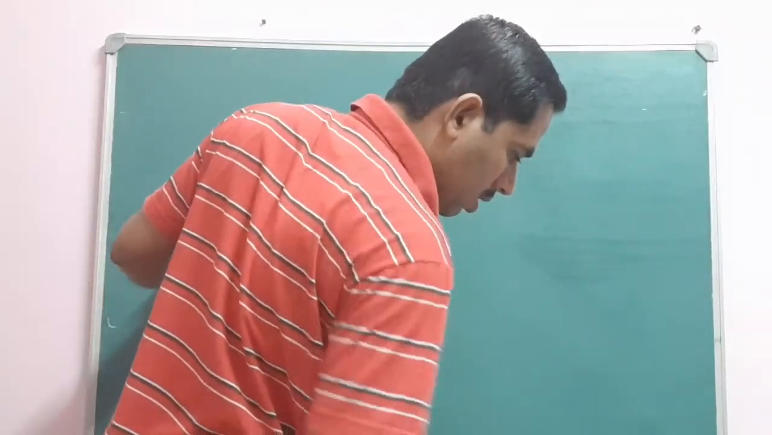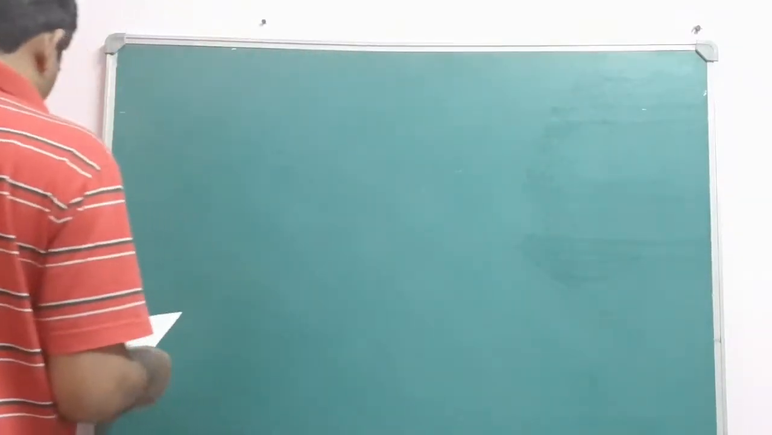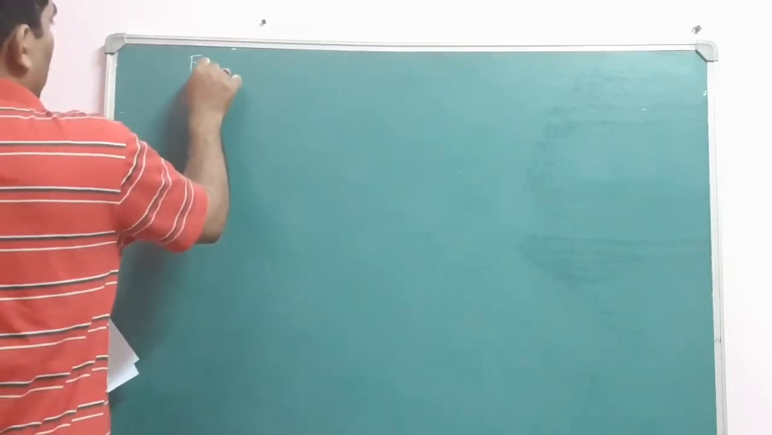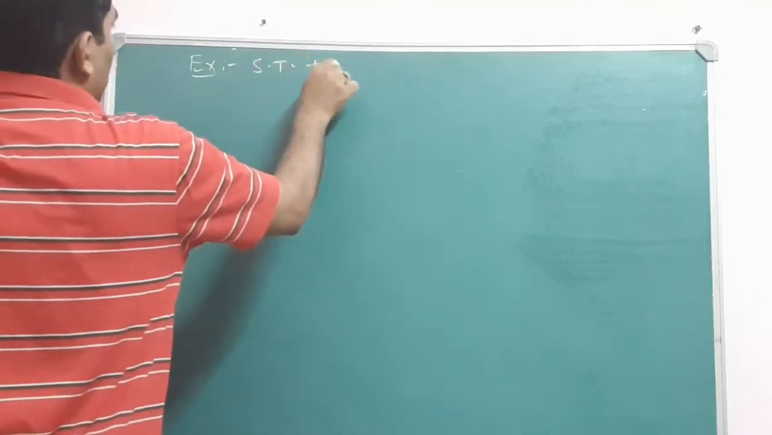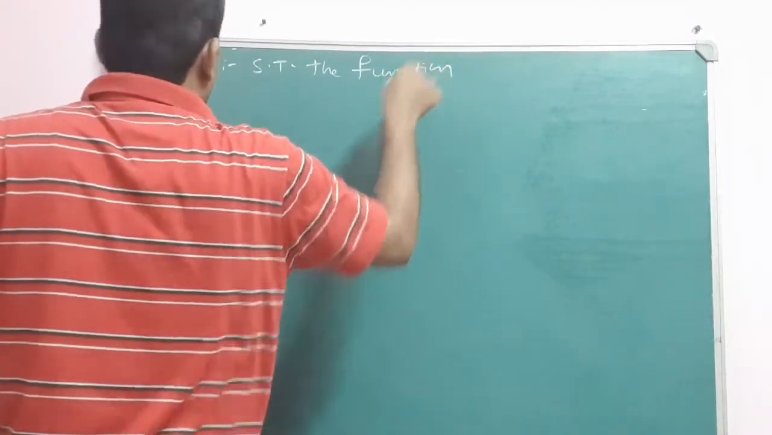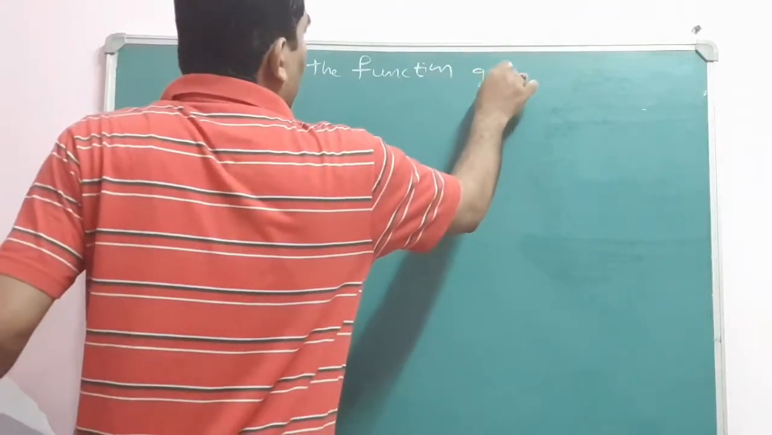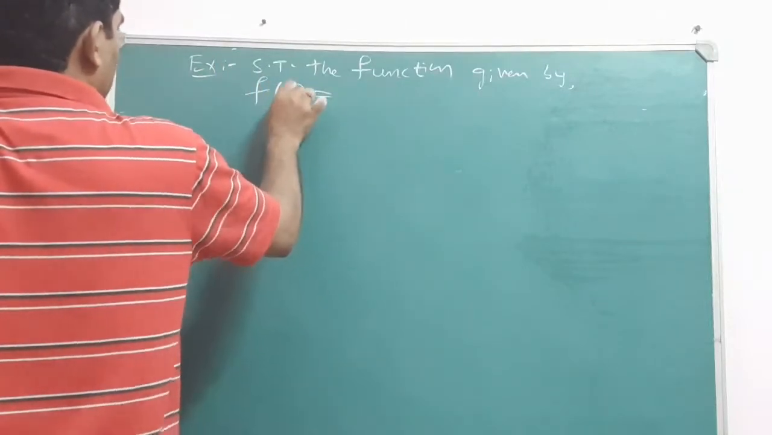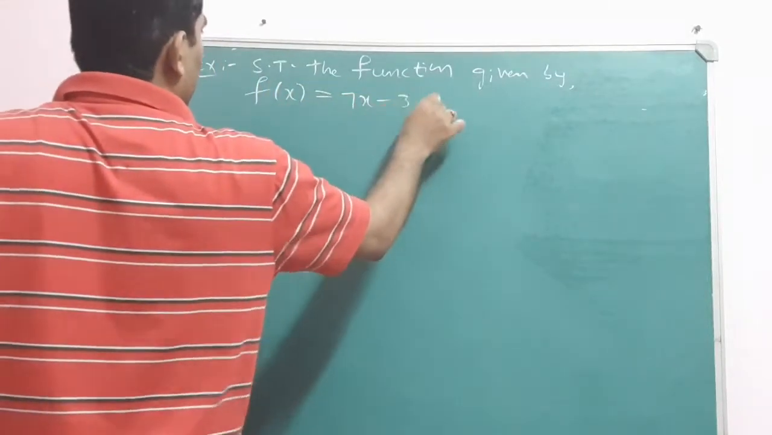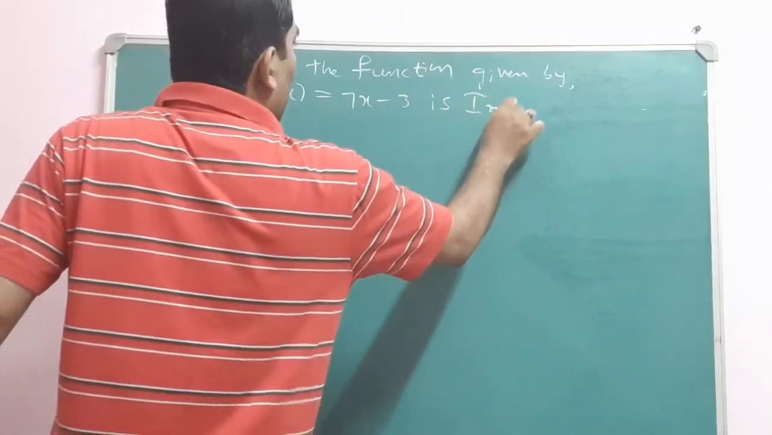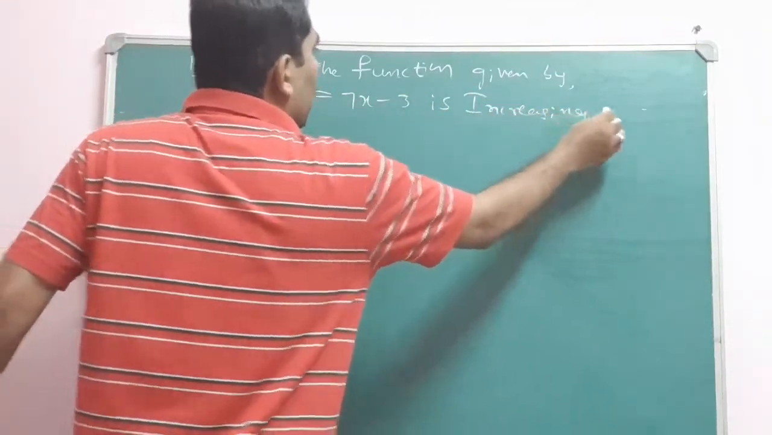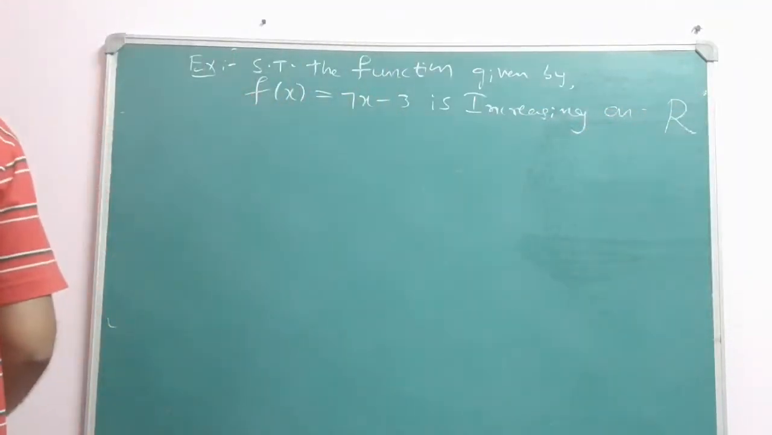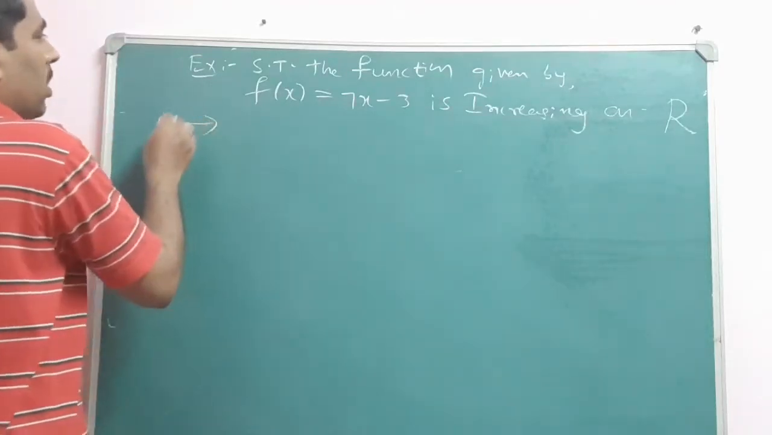Okay, let me consider another simple example. Show that the function given by f of x equals 7x minus 3 is increasing on the set of real numbers. Okay, this is an example for 2 marks.